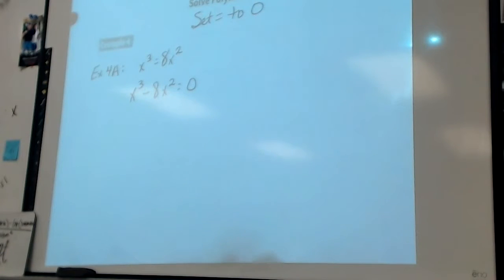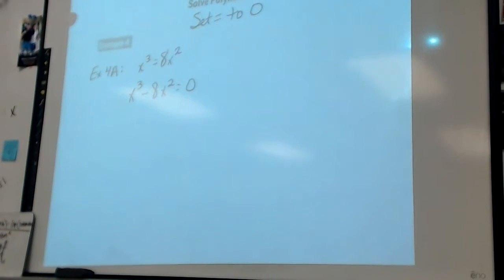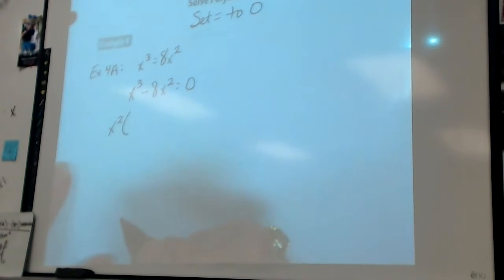All right, who can tell me what I want to do now? I'm ready to factor. Raise your hand if you know what to do. Everybody ought to raise their hand. You should know what to do when you're going to factor. Jackie? GCF. Do we have a GCF? Yes. Yes, x squared. So factor out an x squared. What do we have left?